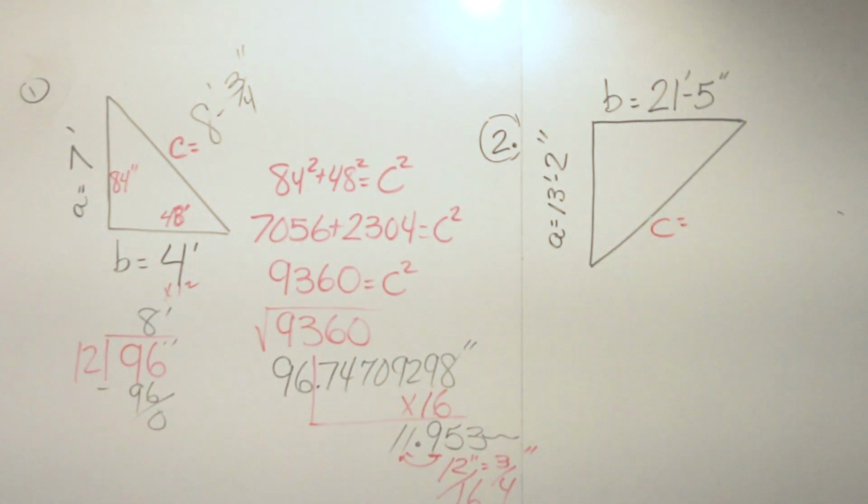Beat it. All right. So first answer, we got 8 feet, 3/4 of an inch. Again, you will always be rounding to the nearest 16th of an inch when we're dealing with the Pythagorean Theorem. All right? So, convert feet to inches. Convert everything to inches.